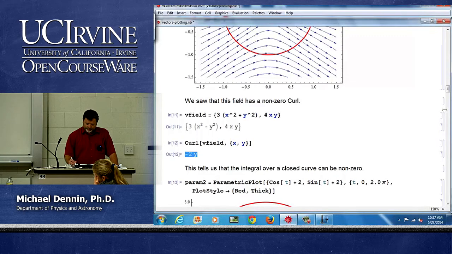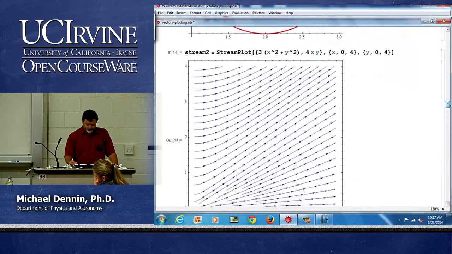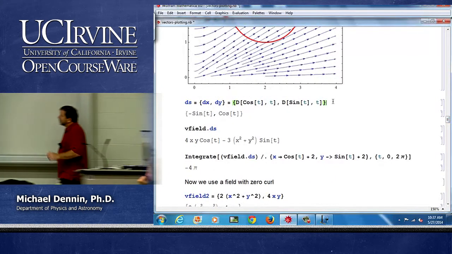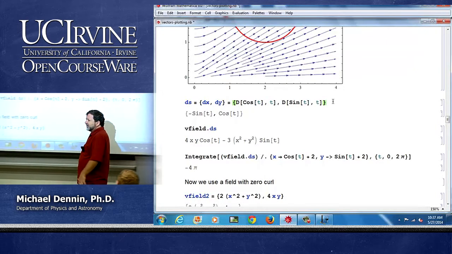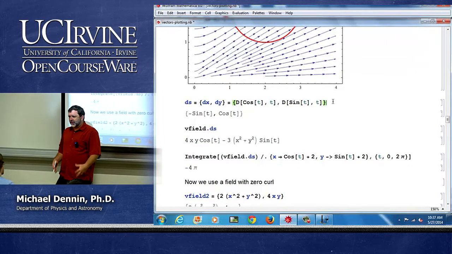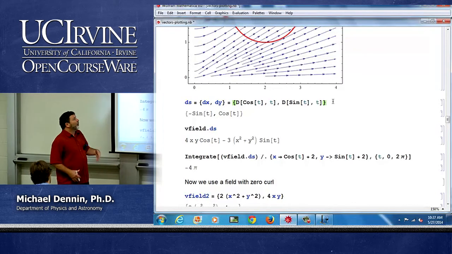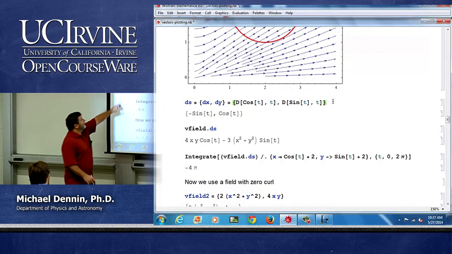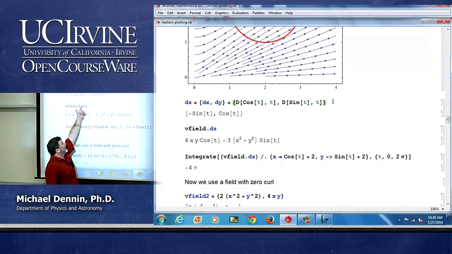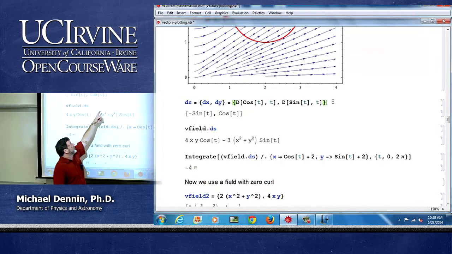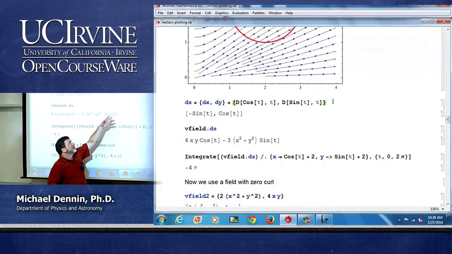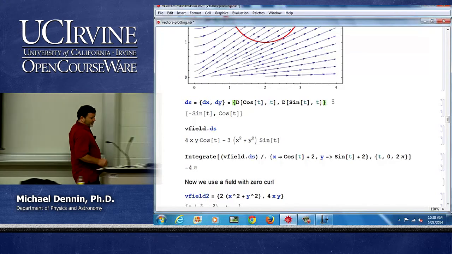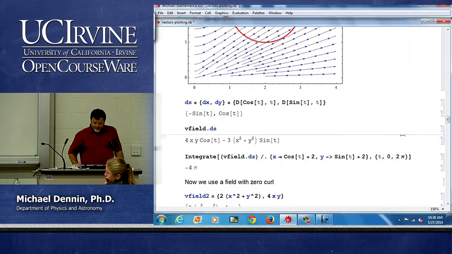Now let's look at some detailed Mathematica tricks. I didn't want to actually sit down and figure out the line integral by hand per se. What do I need to know? Well, I'm going to do F dot dx. So I need my ds vector. Well, ds is just dx and dy, which is just the derivative of cosine t dt and the derivative of sine t dt. So I can just use that to actually compute my ds.